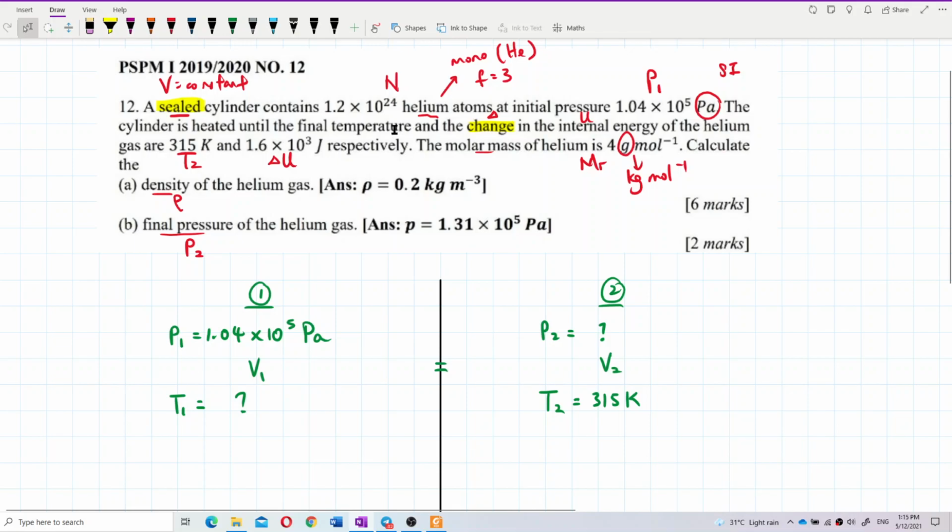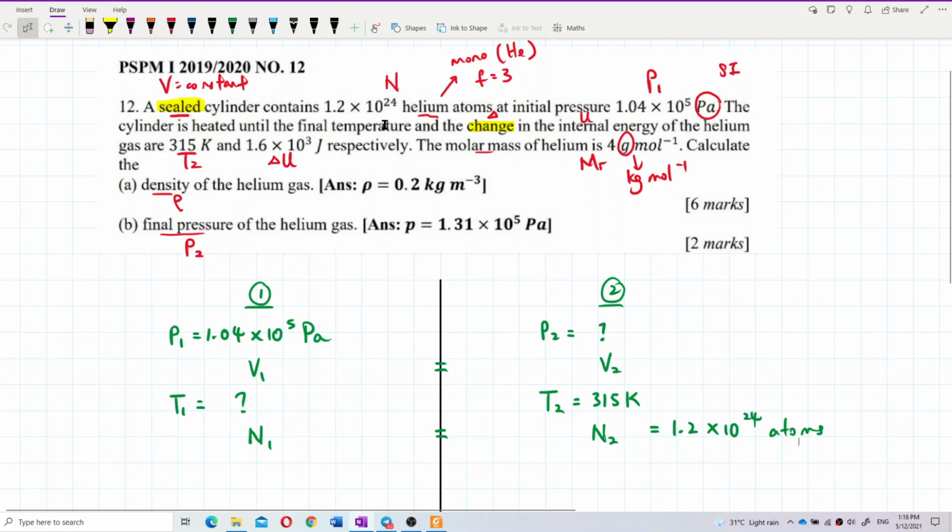We have the total atoms. The total atoms should be the same because it's a sealed cylinder. There's no extra helium entering from outside. This helium atom also cannot escape to anywhere. So the total atom is the same, N1 is equal to N2. We know this value is 1.2 × 10^24 atoms. They have the same total atoms.